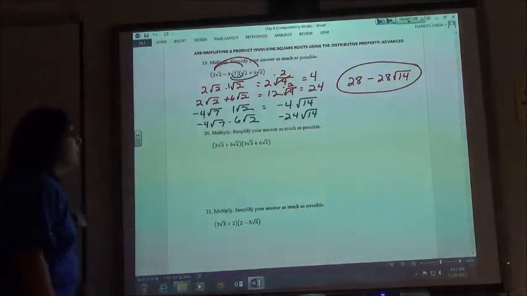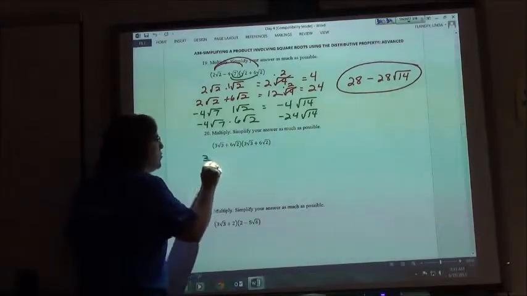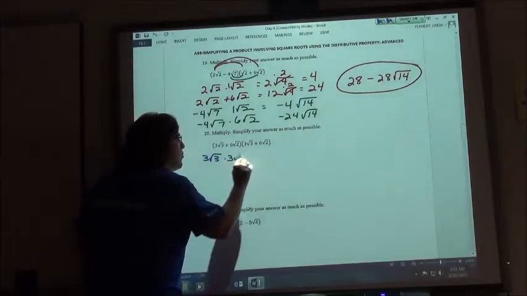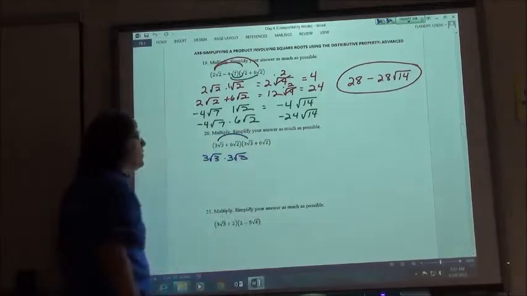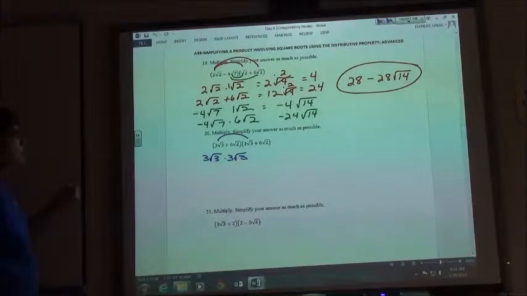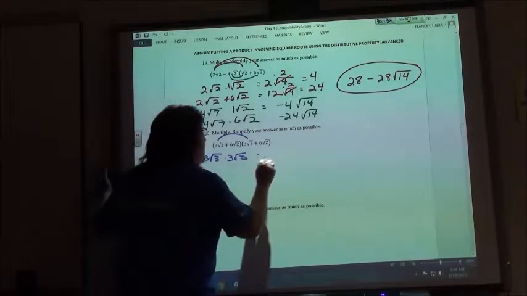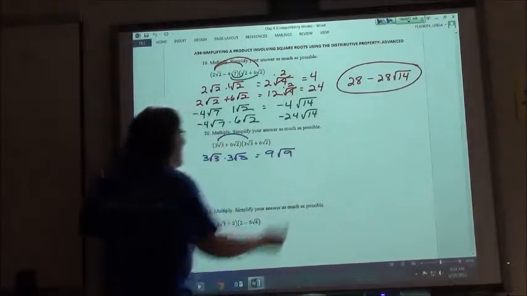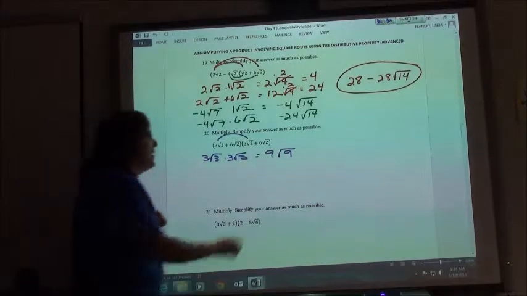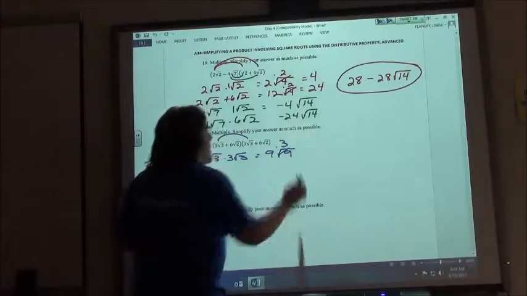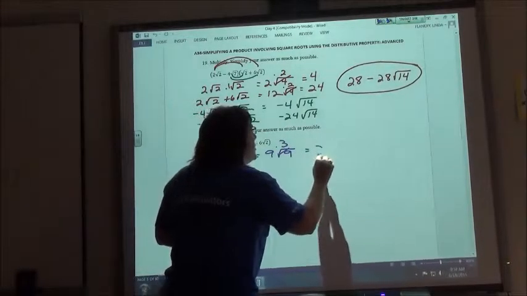So number 20, when I'm multiplying that out, I'm starting with 3 square root of 3 times 3 square root of 3, doing my first pair together. 3 square root of 3 times 3 square root of 3 would give me 9 square root of 9. 9 is a perfect square, so that makes that 9 times 3. 9 times 3 is 27.